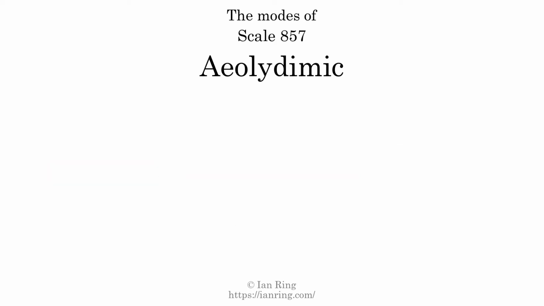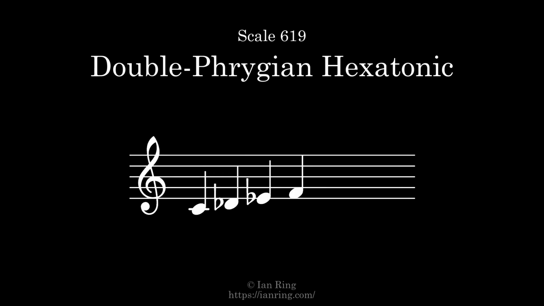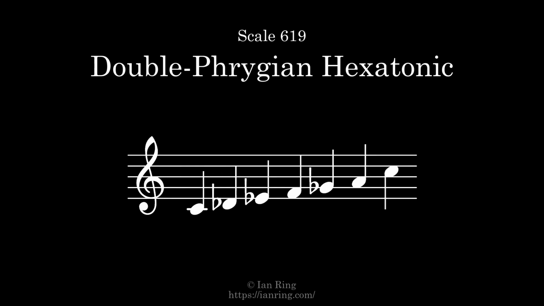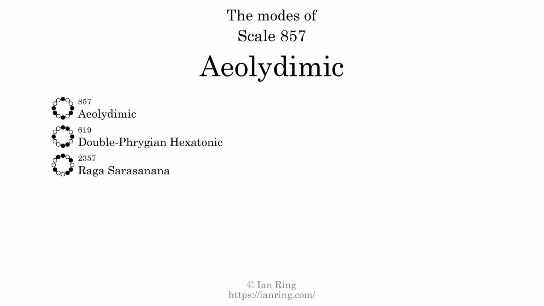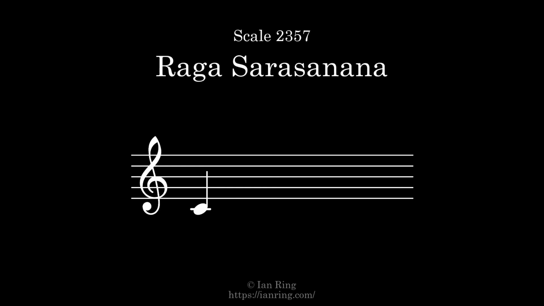This scale has 6 modes. The first mode is itself. The second mode is scale 619, also known as double Phrygian hexatonic. It sounds like this. The third mode is scale 2357, also known as Raga Sarasanana. It sounds like this.